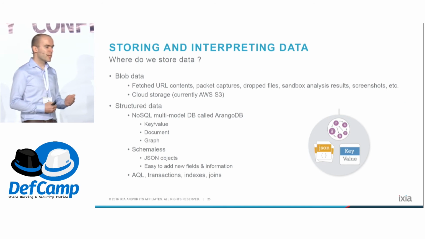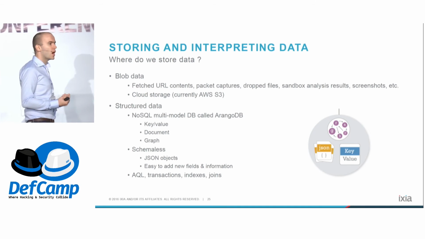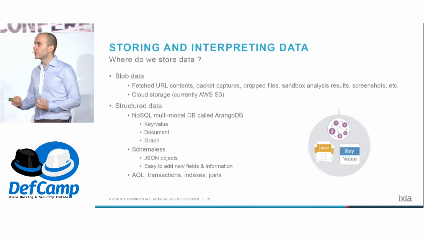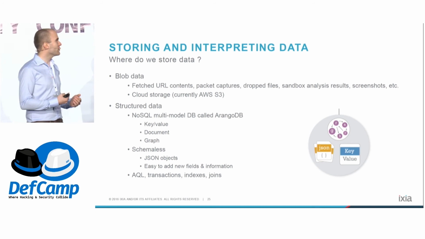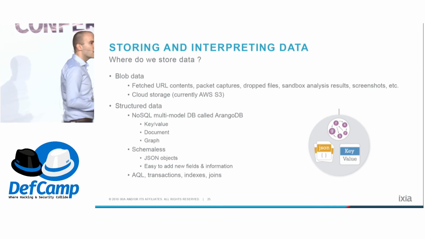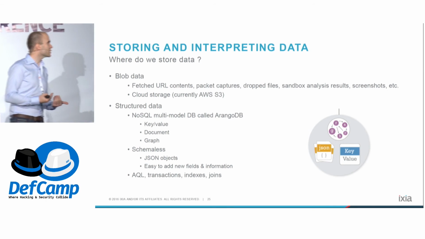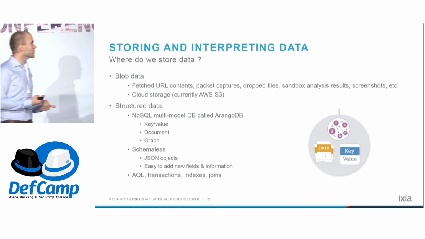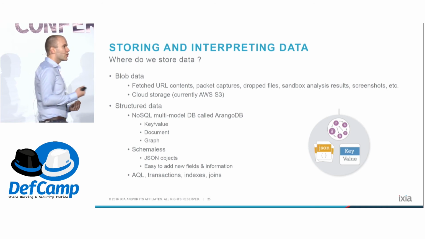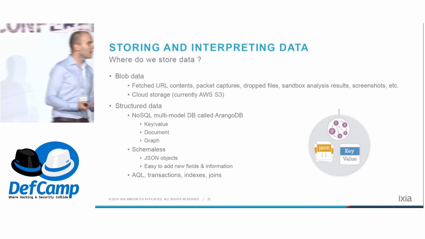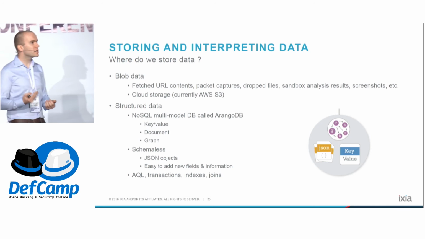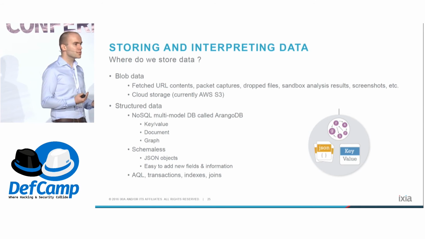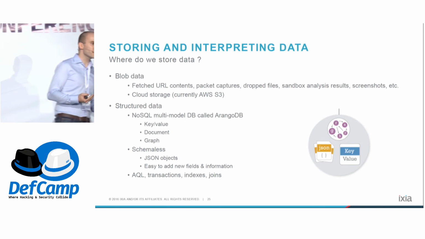OK, so now that I've talked about how the system is organized, let's see how we actually store our data. We have two types of data in our system. One is blob data. You can think of it as the contents of fetched URLs, packet capture, dropped files, and sandbox analysis results generated by Cuckoo Sandbox, screenshots, as well as other types of binary data that flow through our system. For this, we use a cloud storage system.